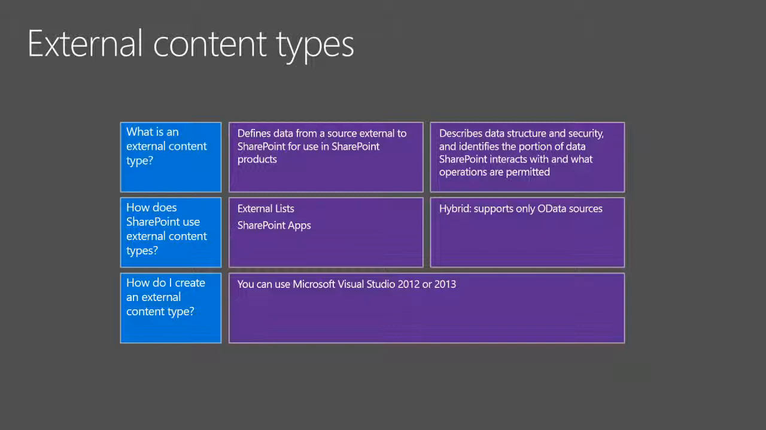One thing to point out here is that the BCS hybrid scenario only supports OData sources. So if you have a SQL Server on premises or another data source, as long as that data source can be represented through an OData service, we can consume that through the BCS hybrid scenario. Consequently, to create the external content types to be fed from an OData service, we need to use Visual Studio for that process. If you've used SharePoint Designer in the past to create external content types, you wouldn't be able to do that for the BCS hybrid scenario.